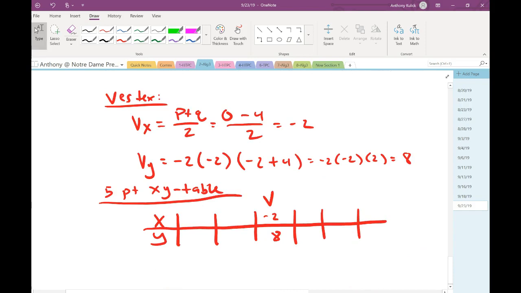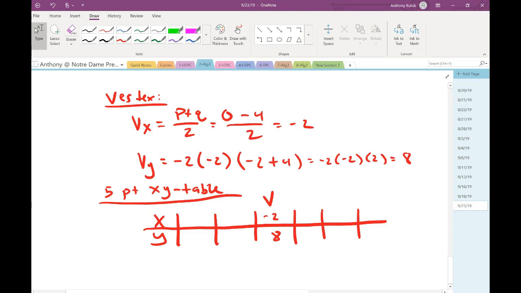So I'm going to write now a 5-point XY table. I chose to write mine horizontally. I think it's just more space efficient for me to do it that way. That's the way I like to write my XY tables. You can write yours vertically, though, if you prefer. So you'll see that I've written this XY table. There's 5 spaces in it. I've already written the vertex in the middle spot. I put a big V over top of it, so when I look at my notes I remember that was the vertex. Everybody okay with what I've done to here?